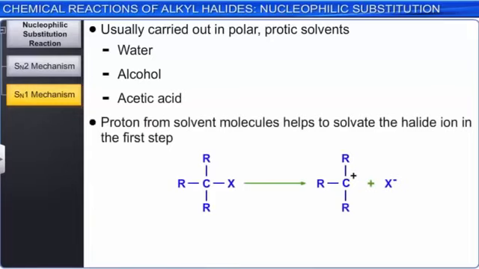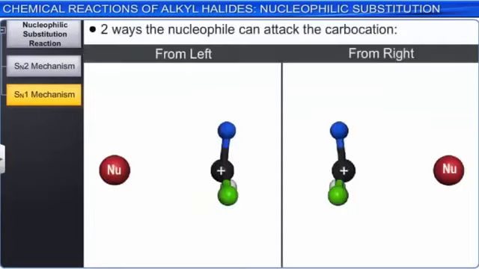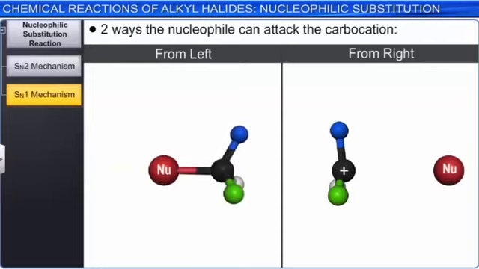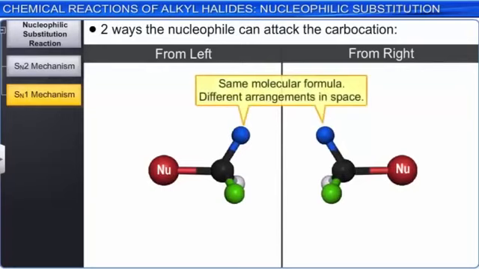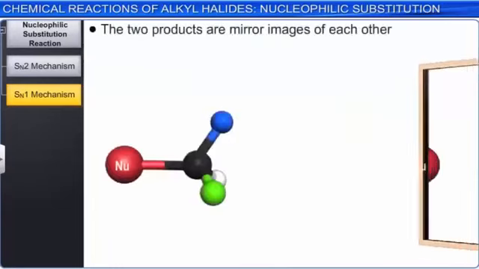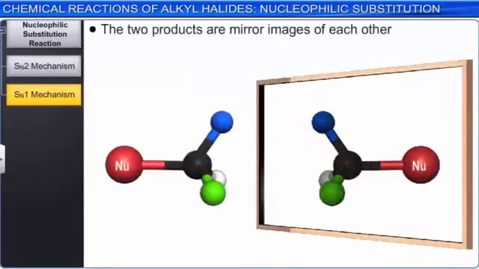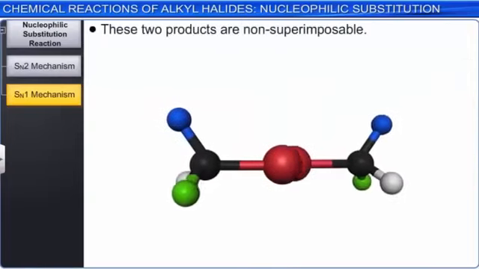In the SN1 mechanism, there are two directions from which the nucleophile can attack the carbocation. Two different products can be formed from the SN1 mechanism. Compare the product that is formed when the nucleophile approaches from the left compared to when the nucleophile approaches from the right. They have the same formula, but different arrangements in space. These two products are mirror images of each other. They are not superimposable.